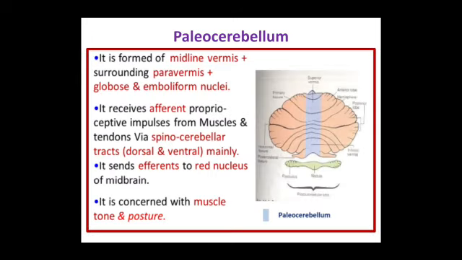It is formed of midline vermis and surrounding paravermis plus the globose and emboliform nucleus. It receives afferent proprioceptive impulses from muscles and tendons via spinocerebellar tracts, both dorsal and ventral mainly. It sends efferents to the red nucleus of the midbrain. It is concerned with muscle tone and posture.